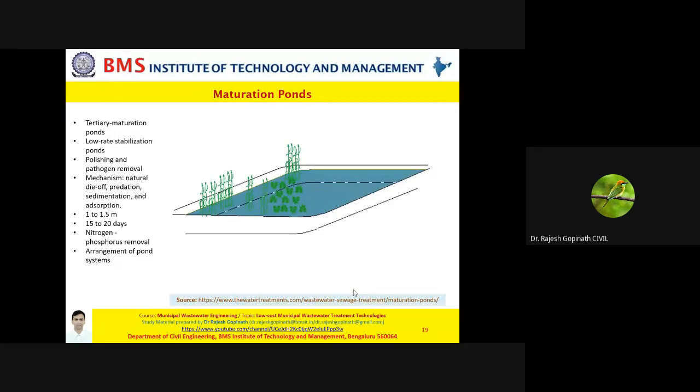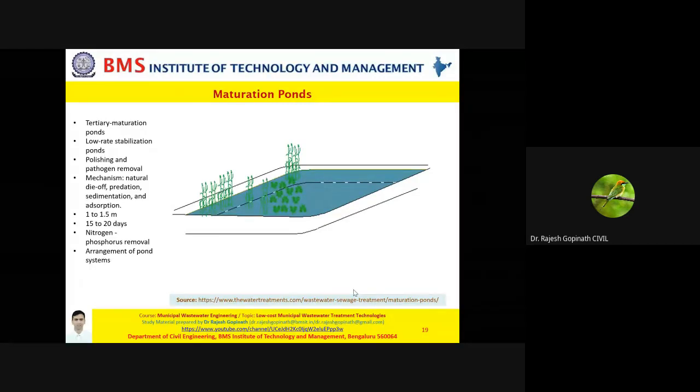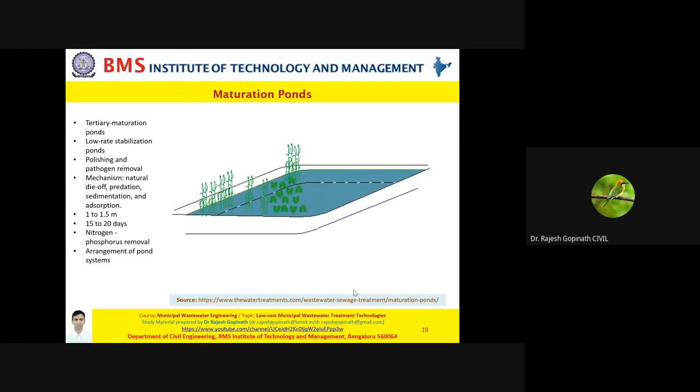I also want to give you some add-on knowledge, and that is with respect to maturation ponds. This is not in a curriculum, but I want you to understand this. These maturation ponds are sometimes called tertiary maturation ponds or low rate stabilization ponds. They are actually designed to provide treatment to your secondary effluent in order to remove microorganisms. So you may consider them as a polishing treatment.